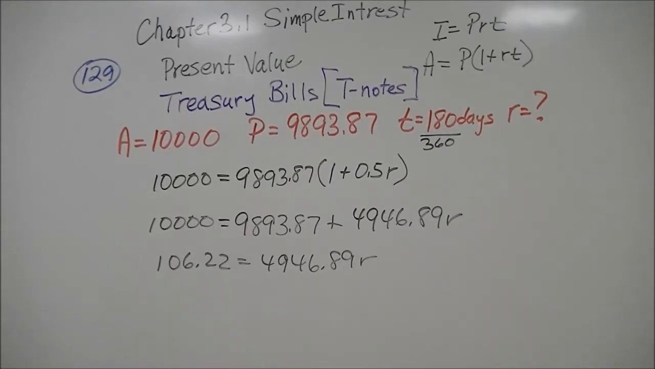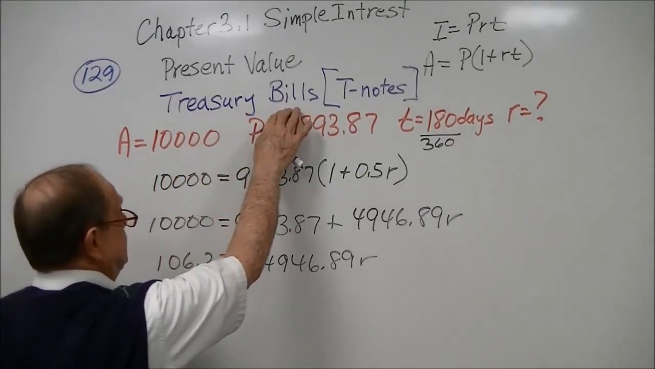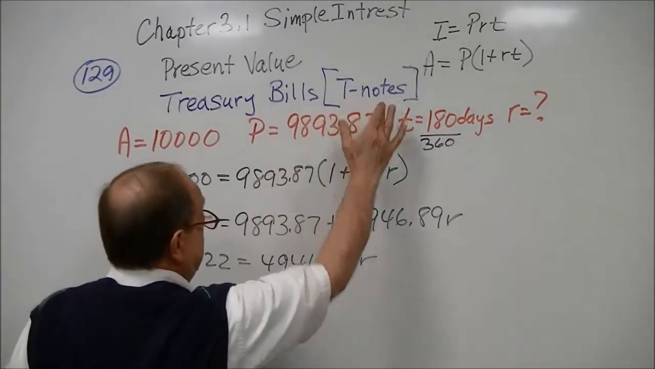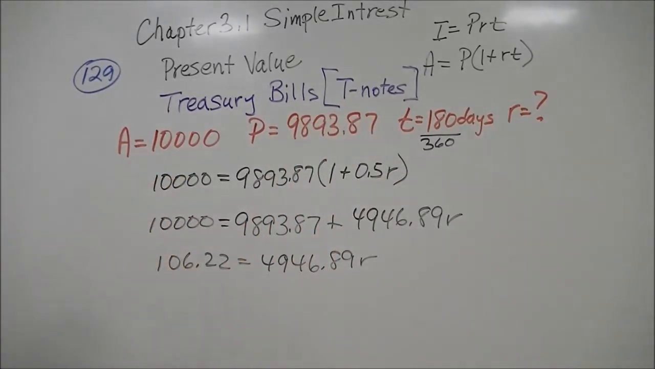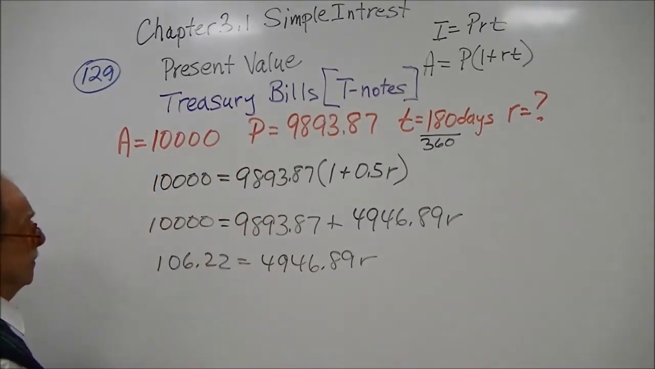In our next example, we're being introduced to what are called Treasury Bills. Treasury Bills are notes that are sold by the government to help pay the government's bills. They're often referred to as T-notes. So here we have a face value of the Treasury bill of $10,000.